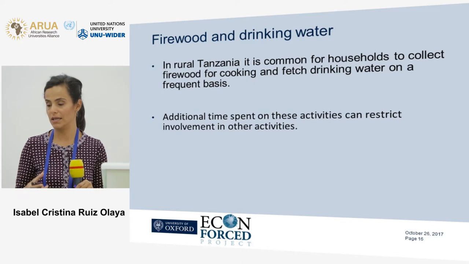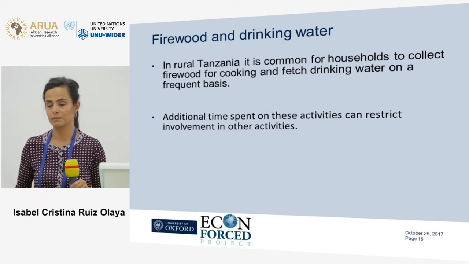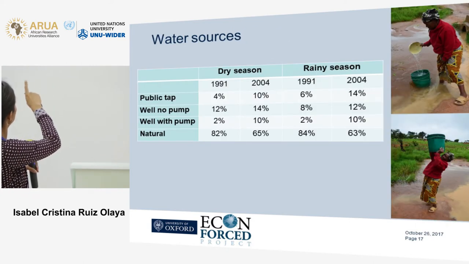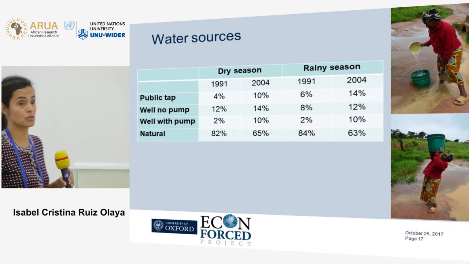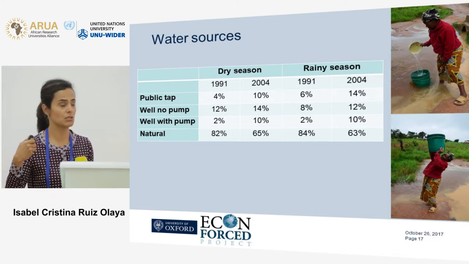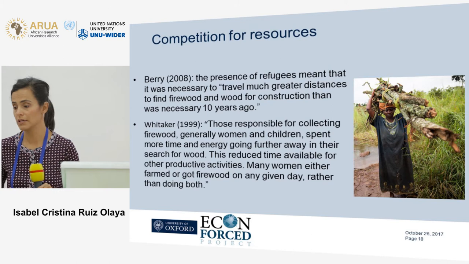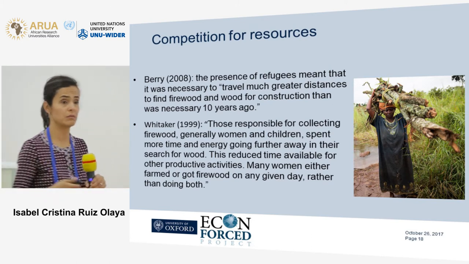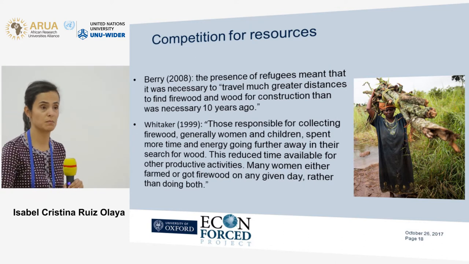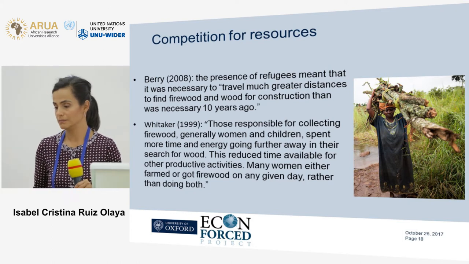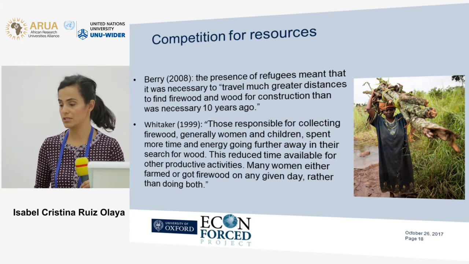This population really depended on natural resources. We look at the dry season and rainy season, and in 1991, they were highly dependent on natural sources of water. So the competition for resources was one of the channels we thought of. There's very anecdotal evidence of people saying that they had to work longer, they had to spend more time doing certain household chores because it took them longer to achieve those.